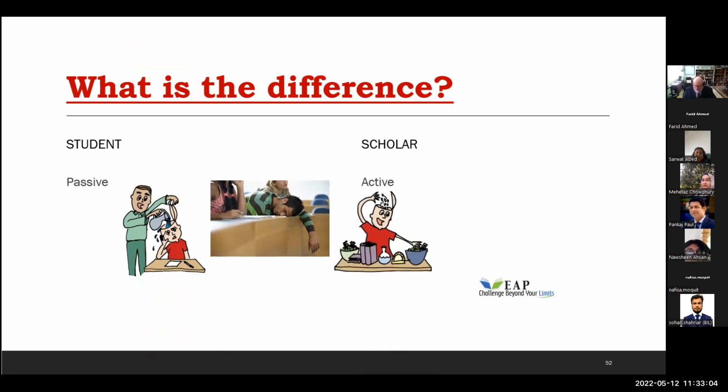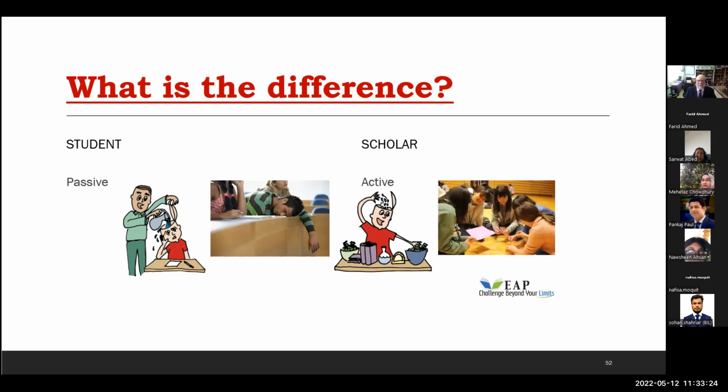Instead, we want you to be active. We want you to be engaged. We want you to be a scholar. Think about it, a scholar. You ask questions. A scholar comes up with theories. A scholar does research, and tries to defend what he, she, or they believe. You're very active, and that's the thing.